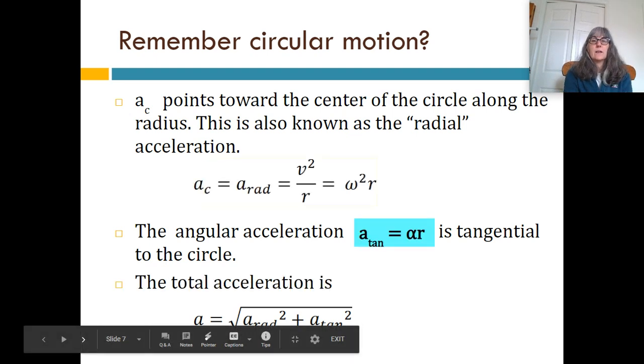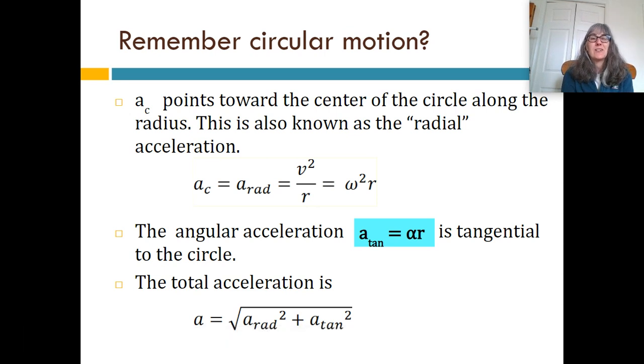Okay, so next up, remember circular motion, long time ago? So the centripetal acceleration points towards the center of the circle along with the radius. This is known as radial acceleration also. And we had the equation a_c is equal to v squared over r. And then there was this other part, the omega squared r, that I said we'd get to in January. Ta-da, here we are. We're here in January, and there it is. So in order to figure out a_c, if we know the angular velocity, we can square it times r, and that gives us the centripetal acceleration.